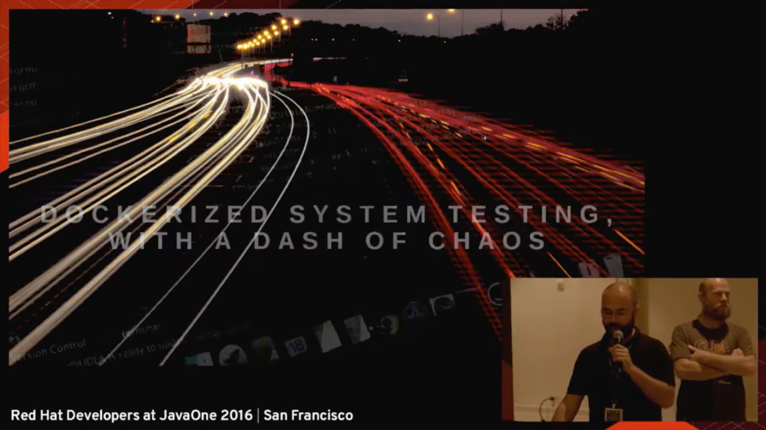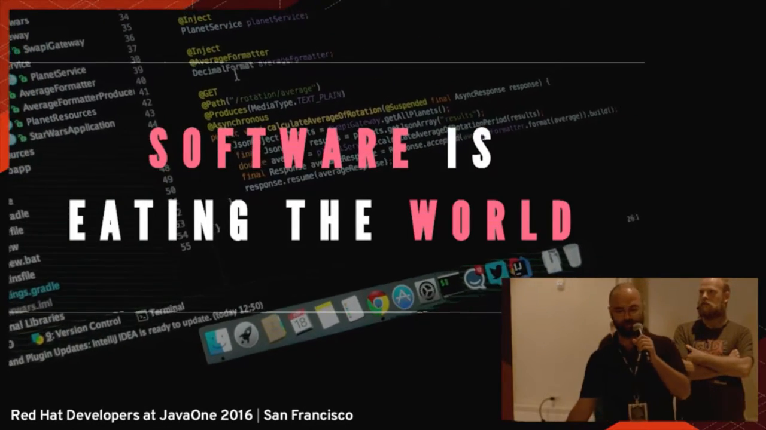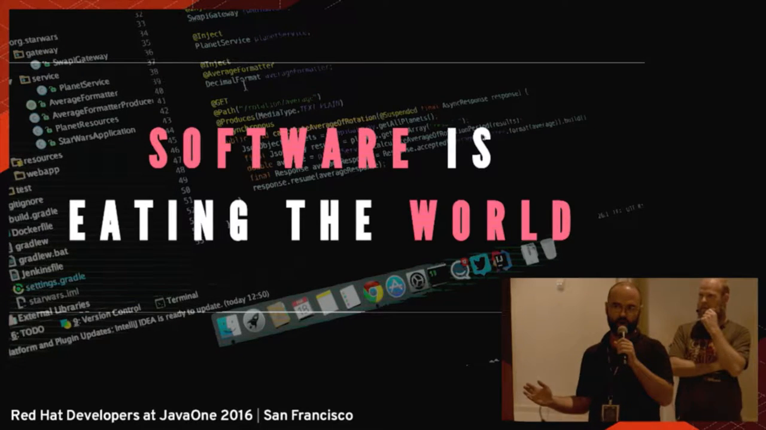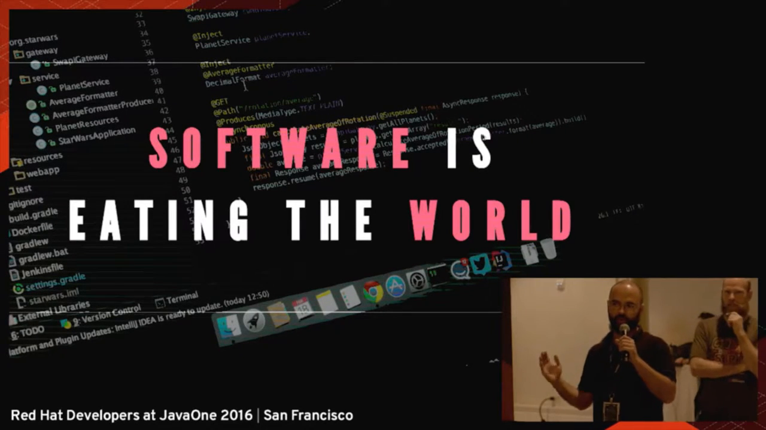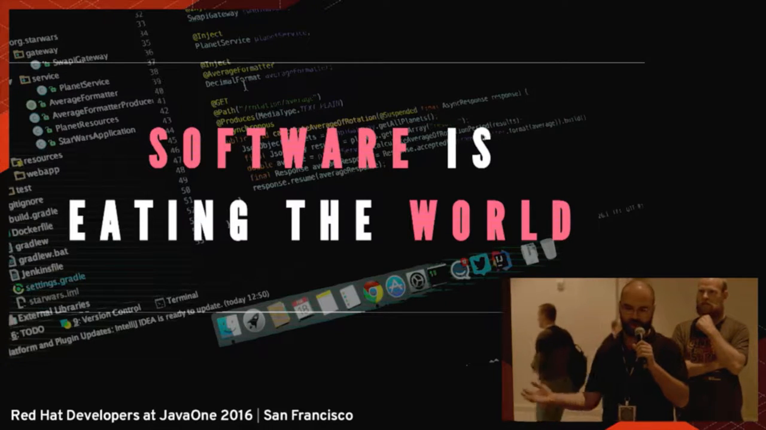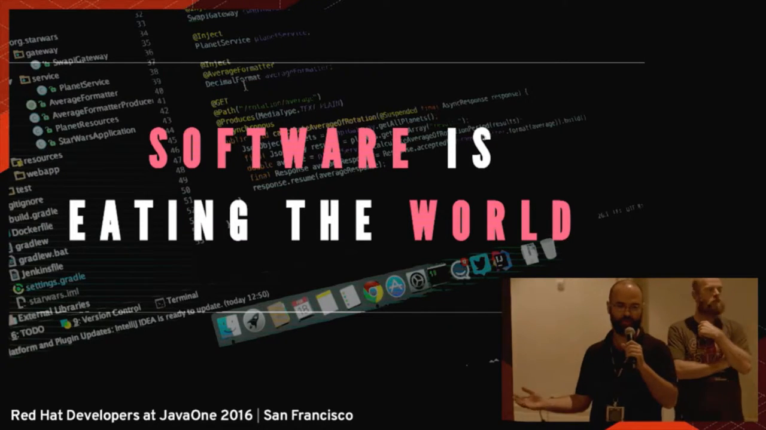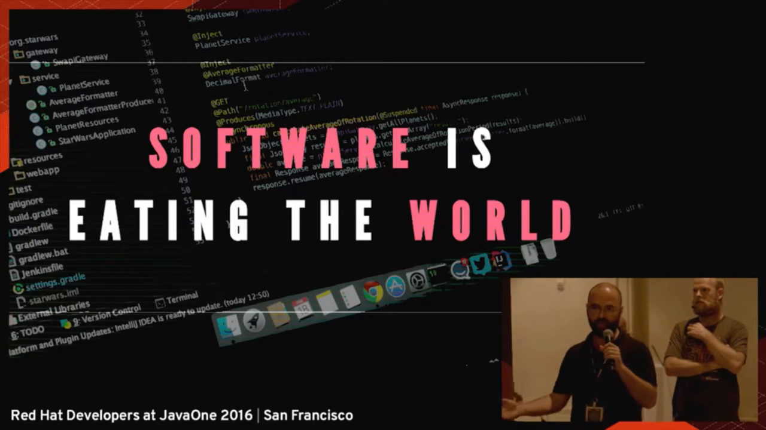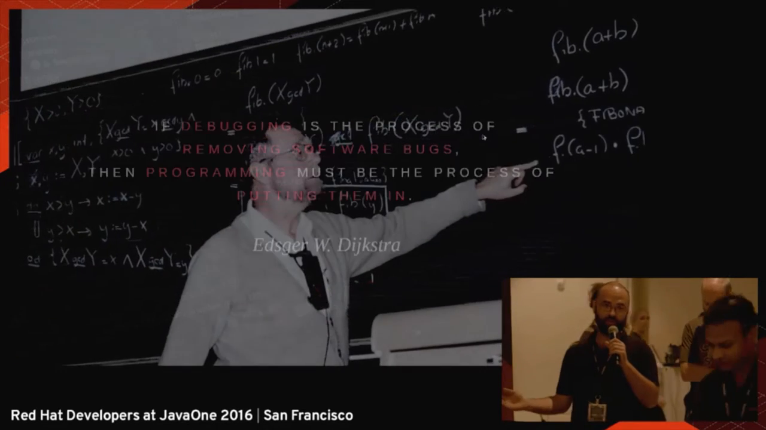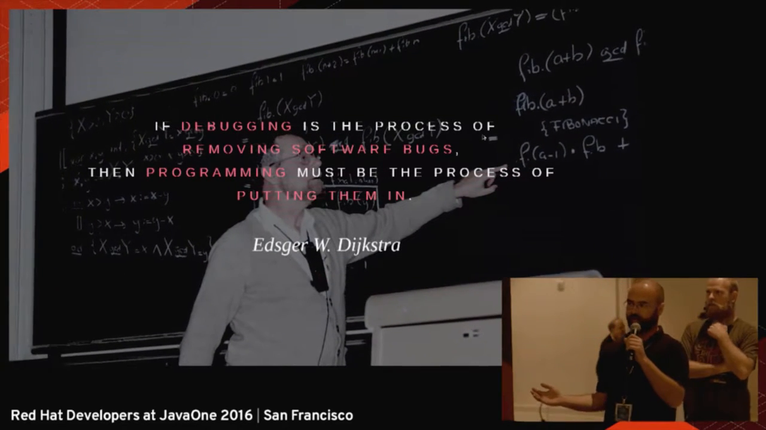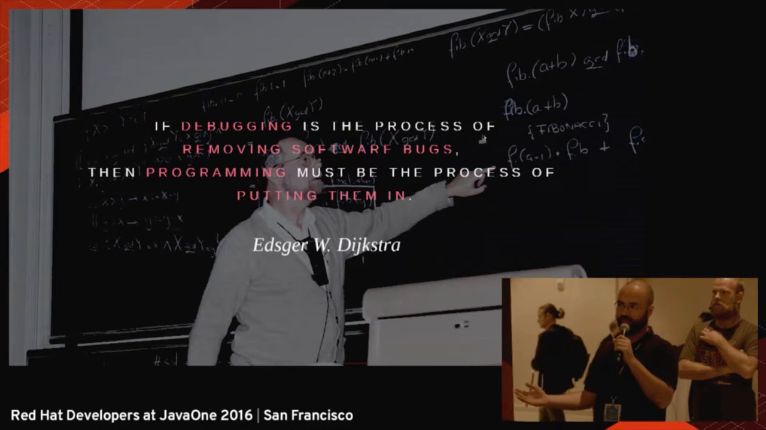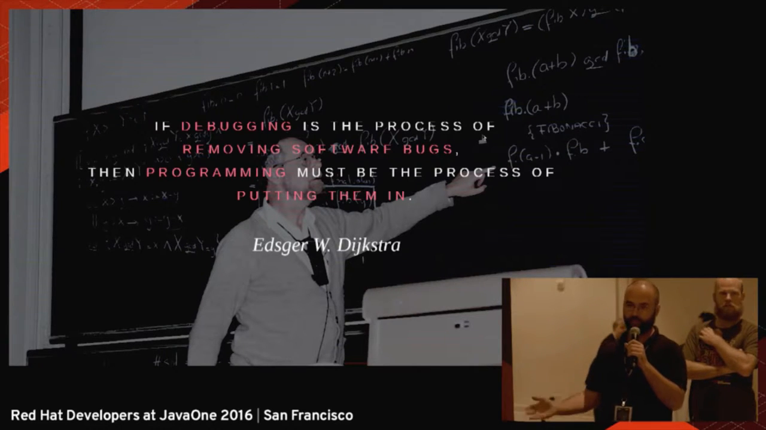So yeah, before we dive into the demos from Arquillian, let's quickly agree on one simple fact, that software is everywhere. It's not only on our computers, not only on our handhelds, it's also in the kitchen, in our living room, and in our cars. And most of it, if not all, is written by us humans, the developers. And we as human beings tend to make mistakes. And to quote the famous computer scientist Edsger Dijkstra, if debugging is the process of removing software bugs, then programming must be the process of putting them in.